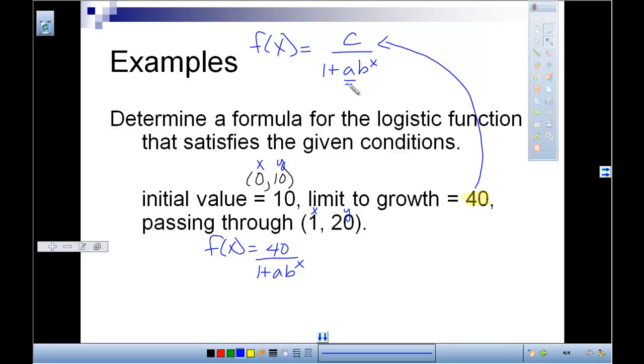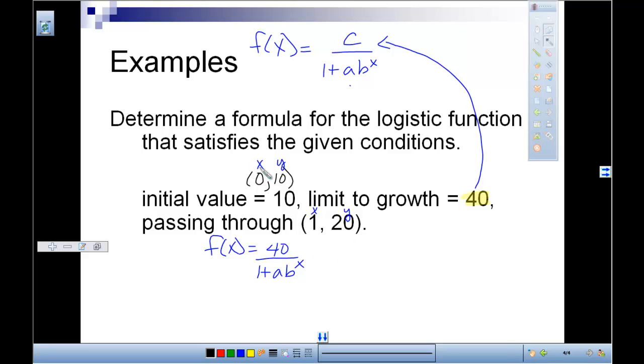So let's think about that. We've got two points we can work with: (0, 10) and (1, 20). Which do you think is going to be the easiest to start with first? If you chose the point (0, 10) as your first point to plug in, that's actually a really smart idea. The key thing here is that x is your exponent, and if you plug in 0 as your exponent, any number to the 0 is going to be 1. So that will basically get rid of our term that has a b in it. Let me show you what this means.